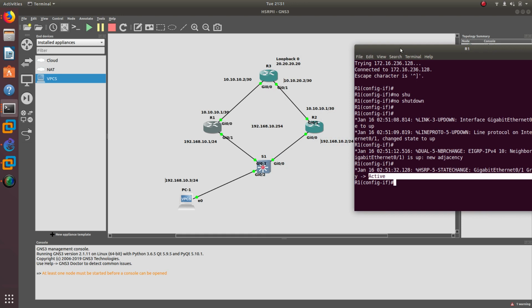Okay, the election goes like this: whoever has a higher priority becomes the active router. If both routers have the same priority, then it goes to the interface. Whoever has the highest interface, that router becomes the active router. Okay guys, so this is a short video showing you how the election on HSRP works.